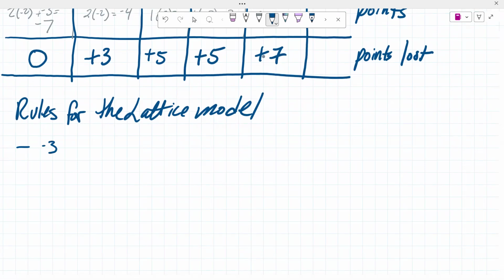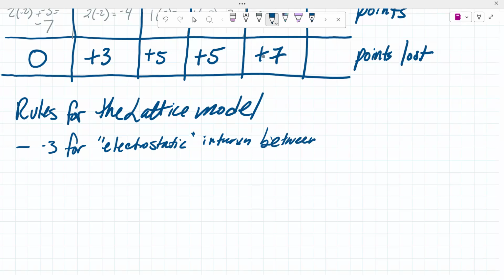So it's -3 for electrostatic interaction between blue, which is our positively charged, and the negative red beads. Why is it decided that I did it for -3? Well, I just made it up and it's my world, so I can do whatever I want.